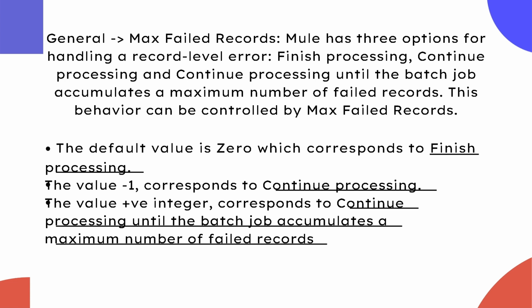In that case it will stop processing, and in the final on complete phase, let's say we have 10 records and one of the records has failed, we will get failed records equal to 1 and number of loaded records equal to 10. So that's how this works.